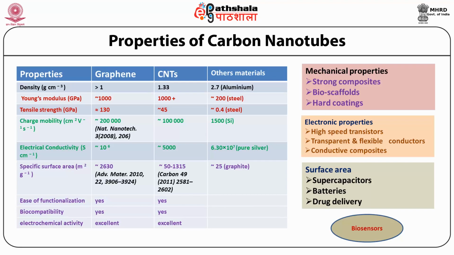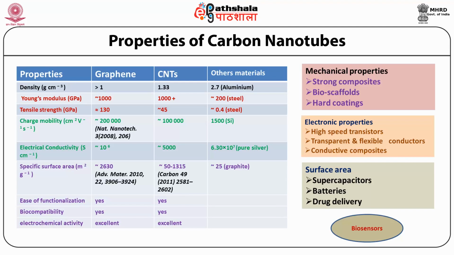First is the density, which we have taken in gram per centimeter cube. The value of CNT is on average 1.33. The aluminium, which is another material, has a density of 2.7 and graphene is slightly higher than 1. So this is a low density material, which suggests a lightweight material.